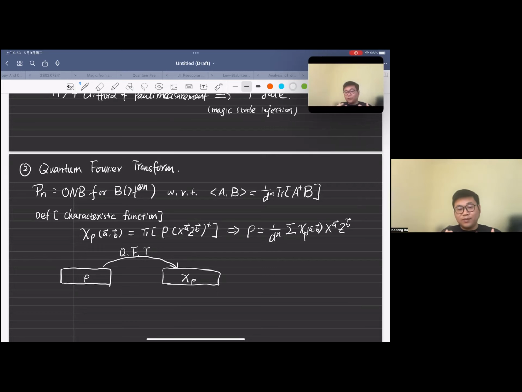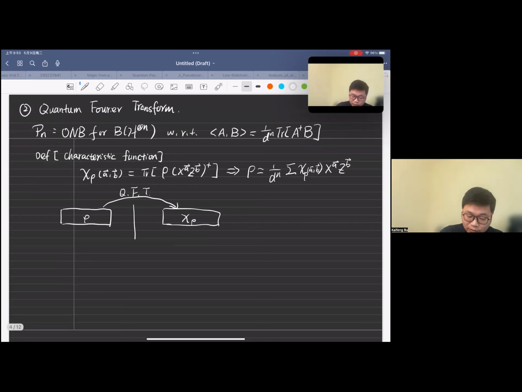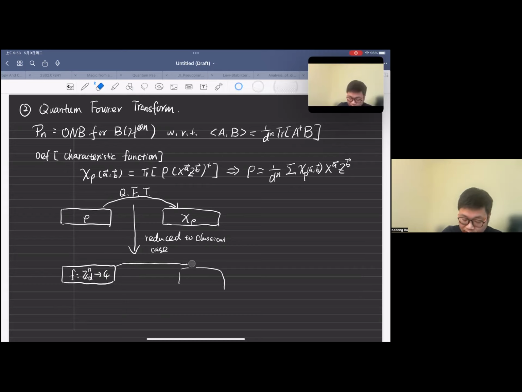Why do we call this the quantum Fourier transform? Because when it is reduced to the classical case, it becomes the traditional Fourier transform on functions on Z_d to the power n. When this quantum Fourier transform reduces to the classical case, it is just the classical Fourier transform on functions on Z_d^n.